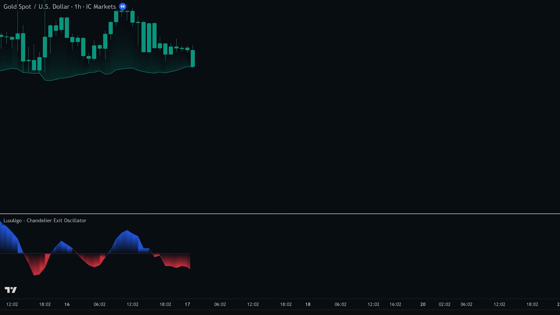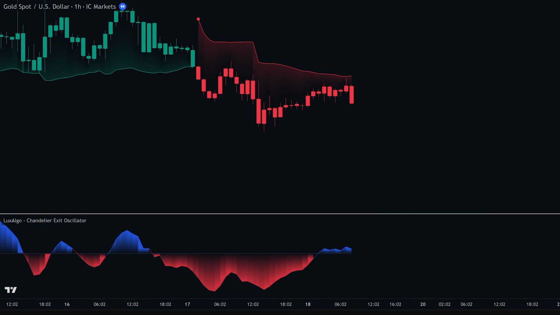For a sell setup, do the exact opposite. Wait for price to break cleanly below the green trailing line. That break shows sellers are in control. Once a candle closes below the line and the oscillator flips red, let price pull back to retest the same line, now acting as resistance.